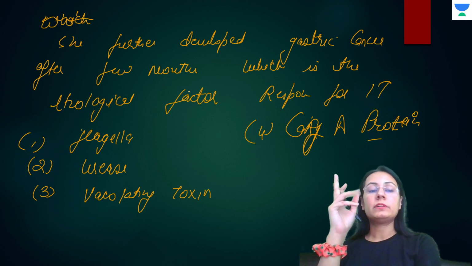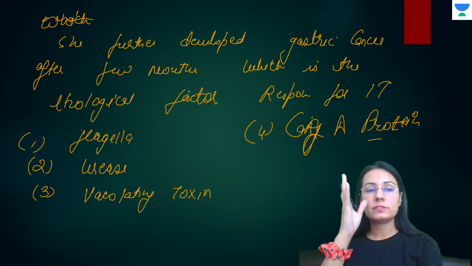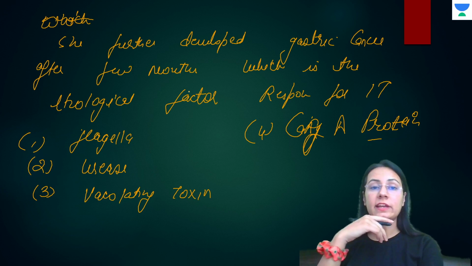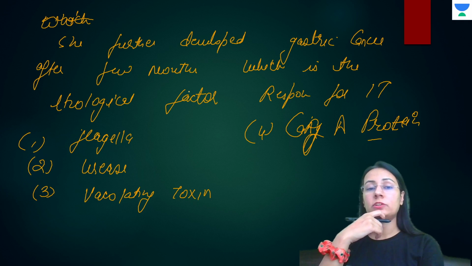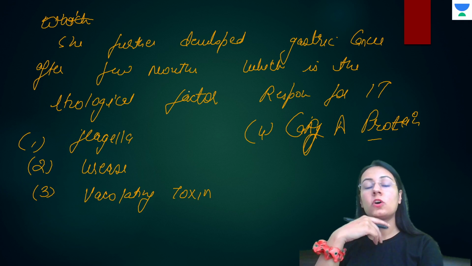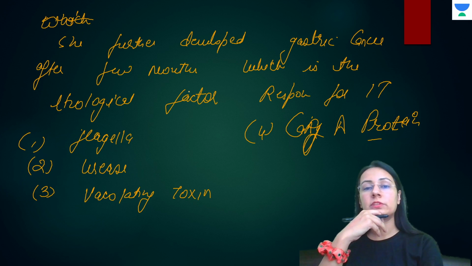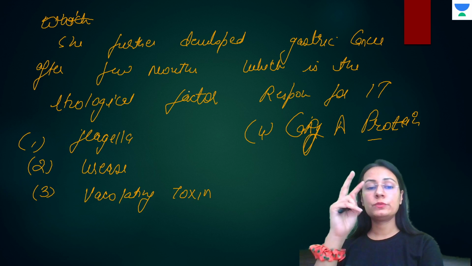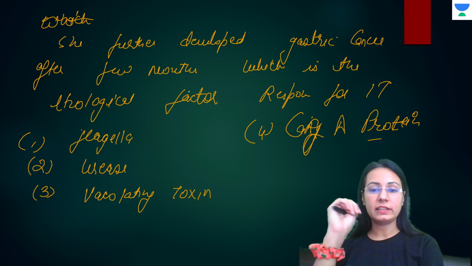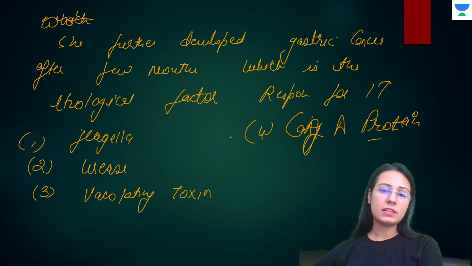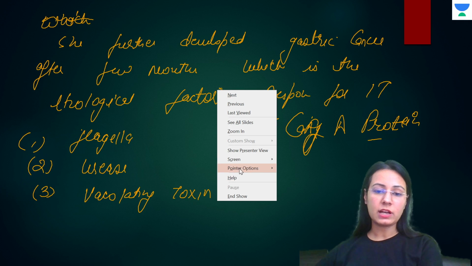Question is saying that she is a 42-year-old female. She first had the gastric pain that was relieved after taking the antacid. When biopsy was done, a comma shaped organism was seen, and she got good prognosis with the treatment of the PPI. Later she developed gastric cancer after few months. Now what is the etiological factor that is responsible for it? Flagella, urease, vacuolating toxin, or CagA protein. What is the answer? The answer is CagA protein.